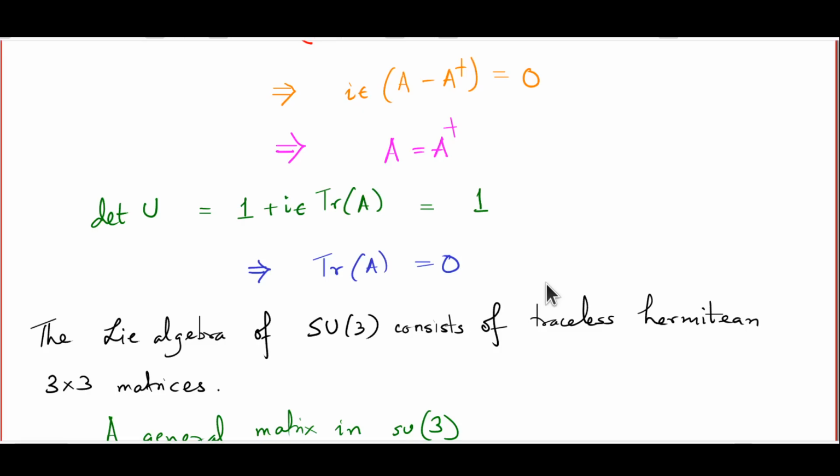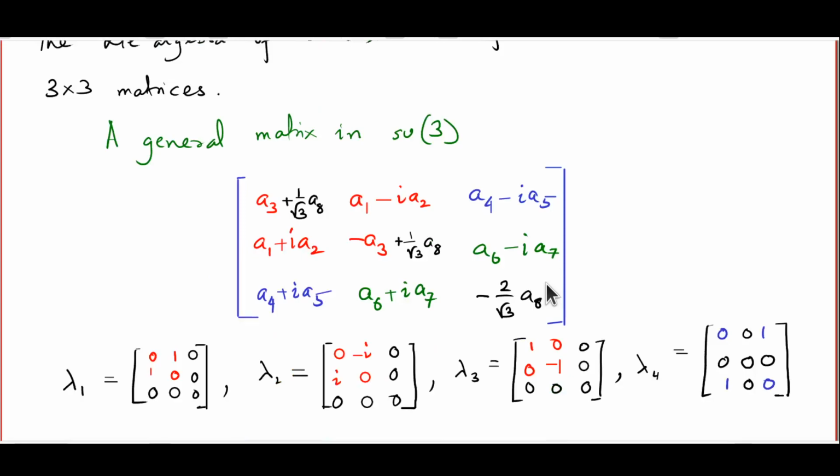in SU3. So note that the general SU3 matrix would have diagonal elements which are real and off-diagonal elements which are complex conjugates of each other. So if you look at the top 2 by 2 corner, you can clearly see the standard SU2 matrix sitting there, written in red. So A3, minus A3 down the diagonal, A1 plus iA2, A1 minus iA2.